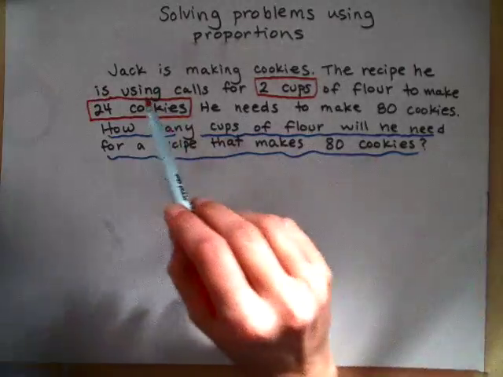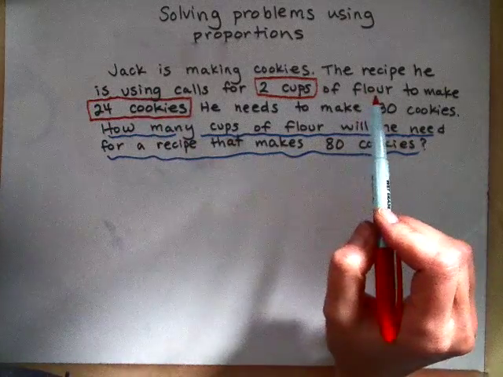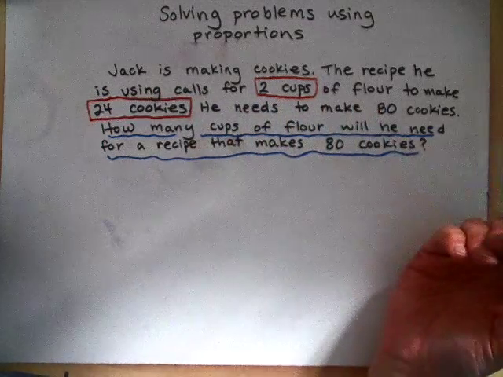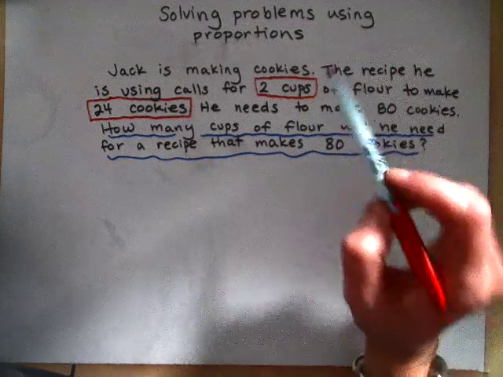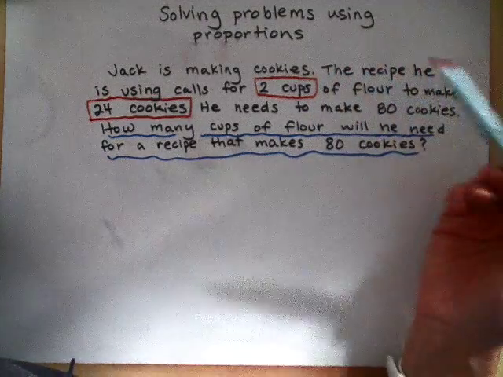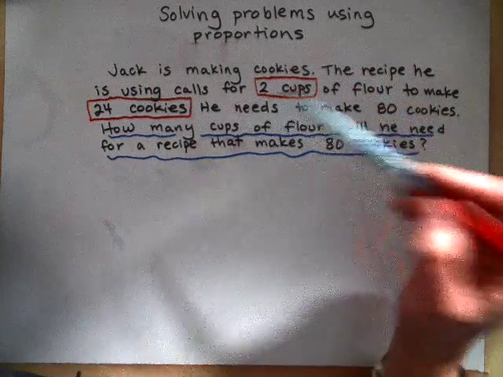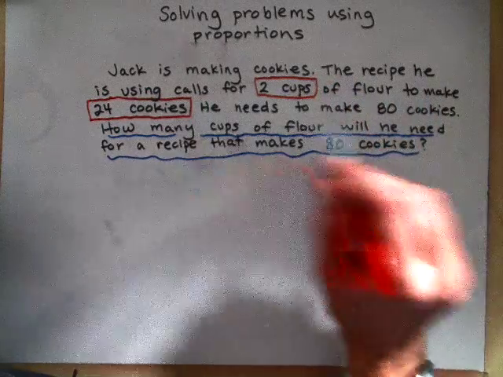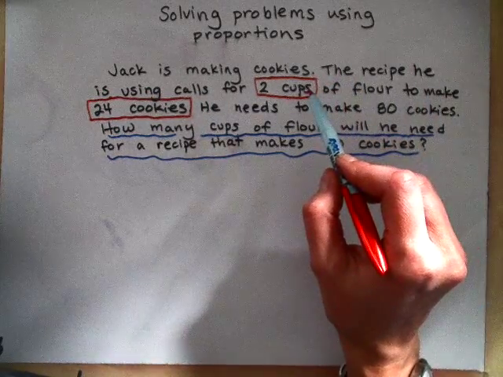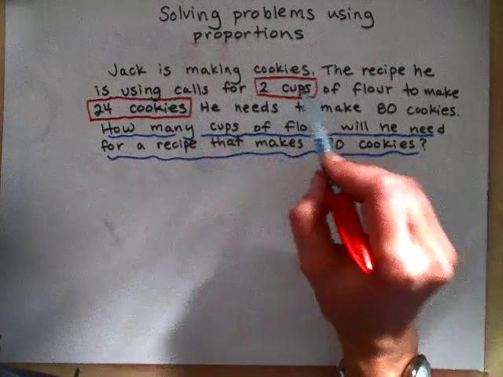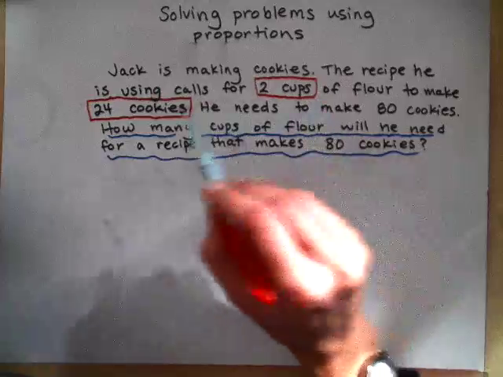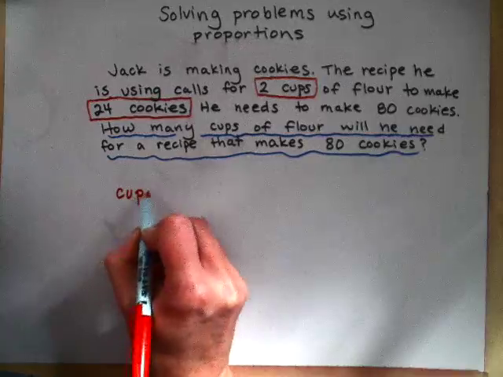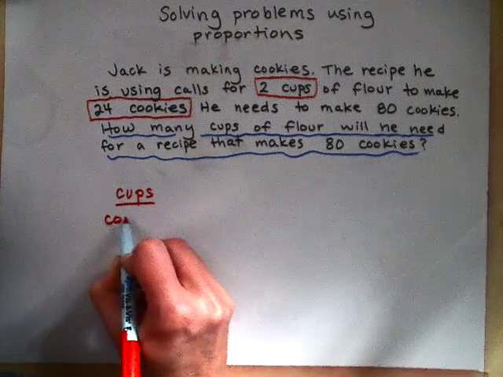The first thing you want to ask yourself in solving this problem, or any problem that you're going to use a proportion to solve, or any problem that's dealing with two things, maybe even three, but for now we're going to just do two, is: what are the two things I'm dealing with here? What are the two things I need to work with to figure out the answer? In this word problem, I've got cups and I've got cookies. It's cups of flour, but we can just use cups and cookies. So I know that I'm going to be dealing with cups to cookies.